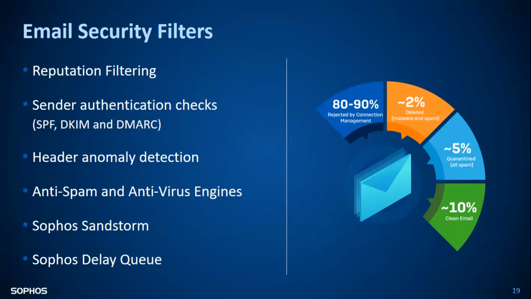2% they see were deleted because they were spam, 5% were quarantined, and 10% were clean email. So from that diagram here, you can see that yes, you received a lot of email, but only 10% were clean. Why? Because we have a solution which is able to filter all the emails to ensure that all the emails are clean when you receive them.